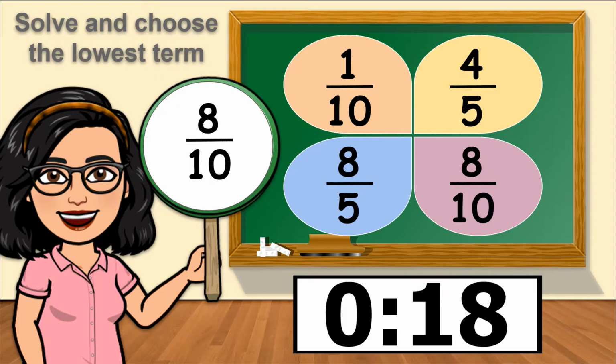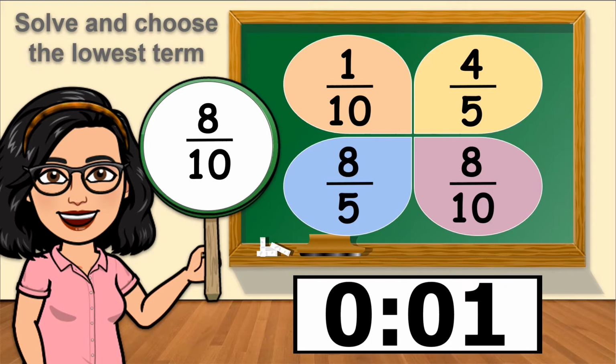So I want you to choose the lowest term of 8 over 10. You have 15 seconds. Go. 8, 7, 6, 5, 4, 3, 2, and 1. So the answer is 4 over 5. That's correct. Next.